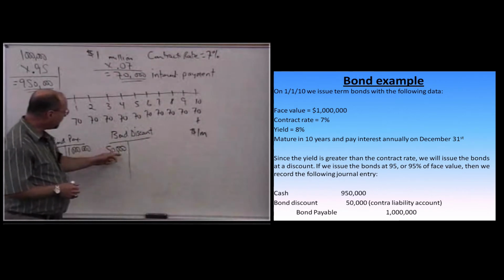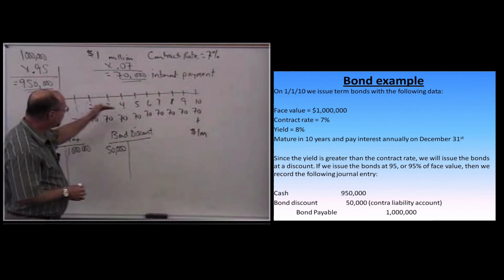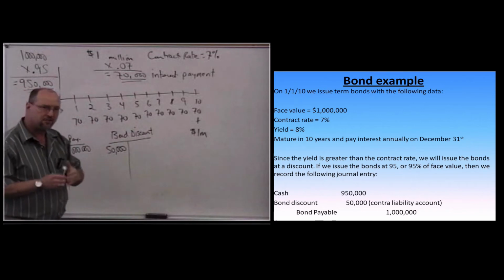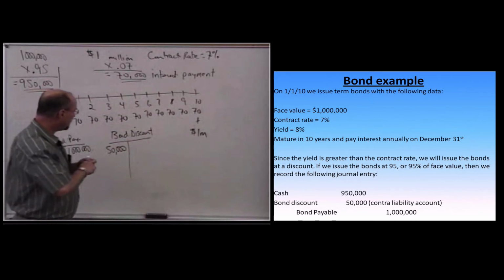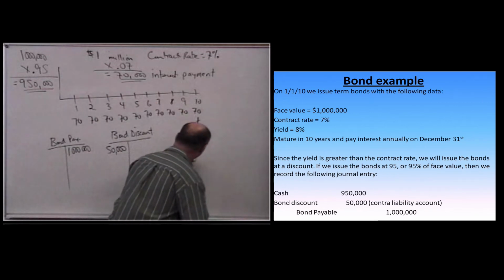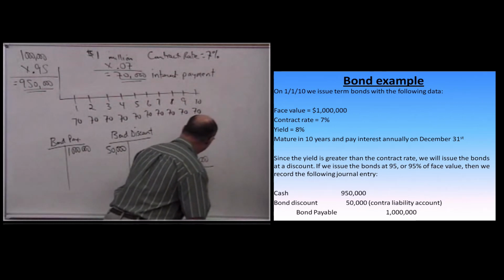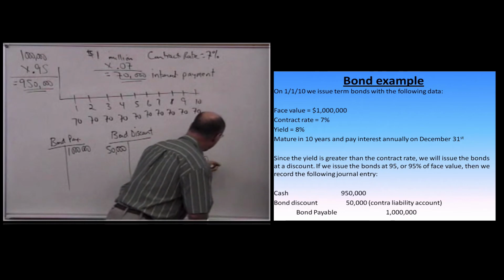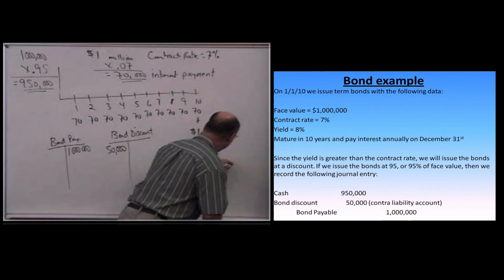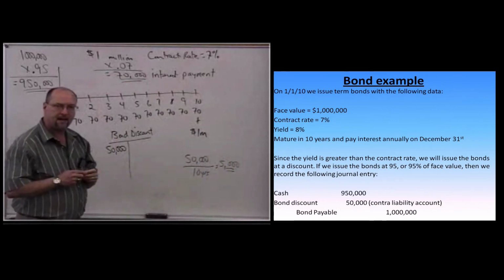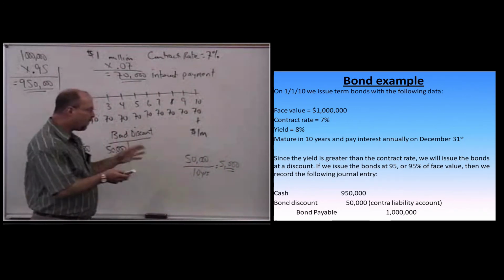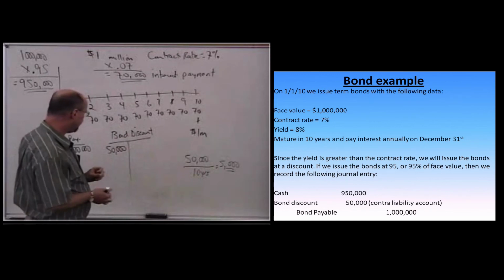And we're going to amortize this bond discount over the 10-year life of the bond, just like depreciation, and we're going to use straight line amortization. So if we take $50,000 and we divide it by 10 years, each year I'm going to amortize the bond discount $5,000. And we're going to figure out what this means in just a little bit.